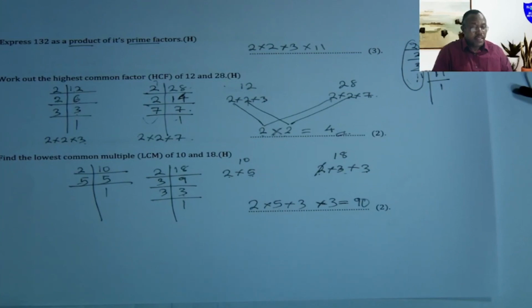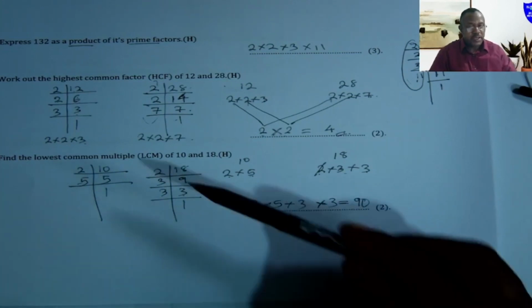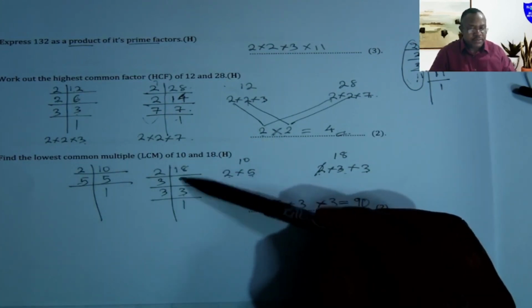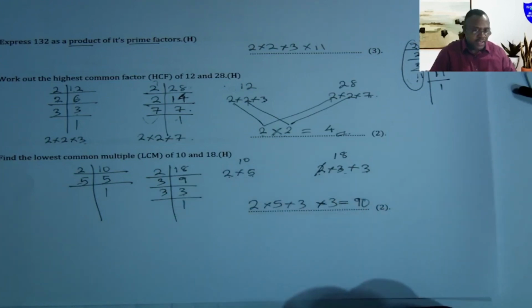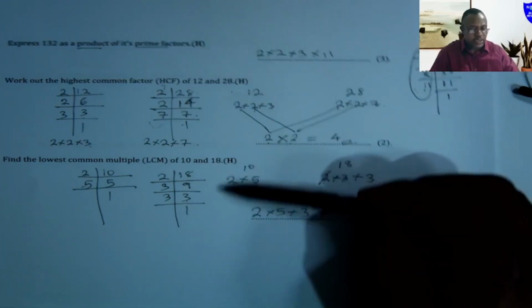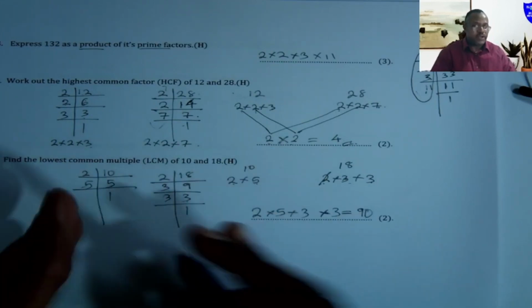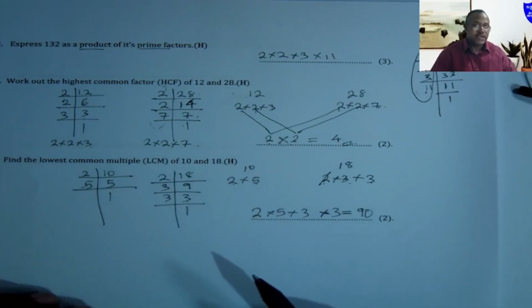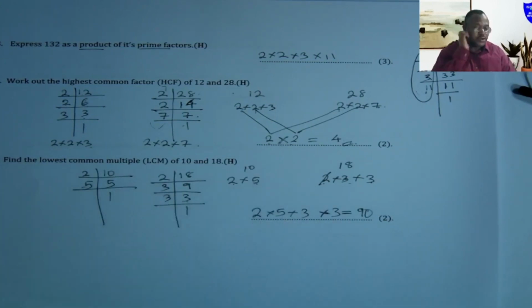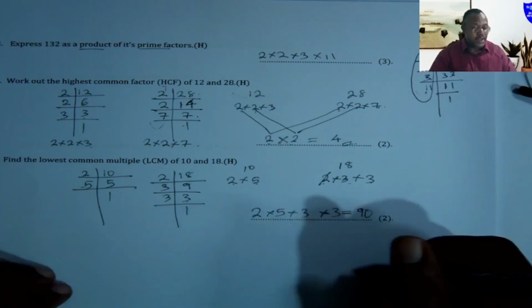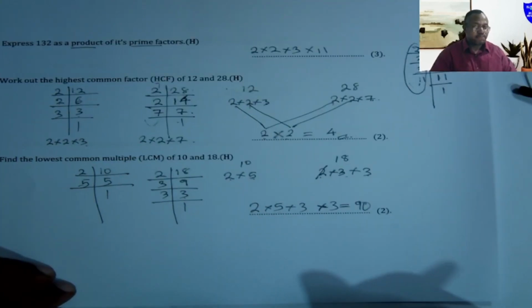Okay, and if you multiply 10 by all the numbers that you can get there and multiply 18 by all the numbers, you'll have a long list. The lowest common multiple that you get that is common for both numbers will be 90. Now this is the shortest algorithm that you can use to arrive at the answer. So you can see the difference.